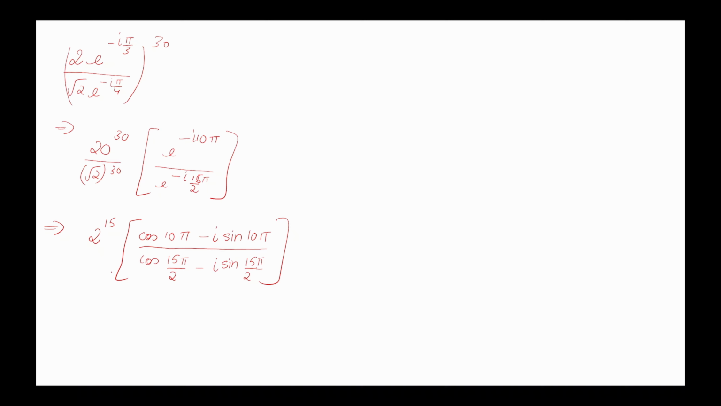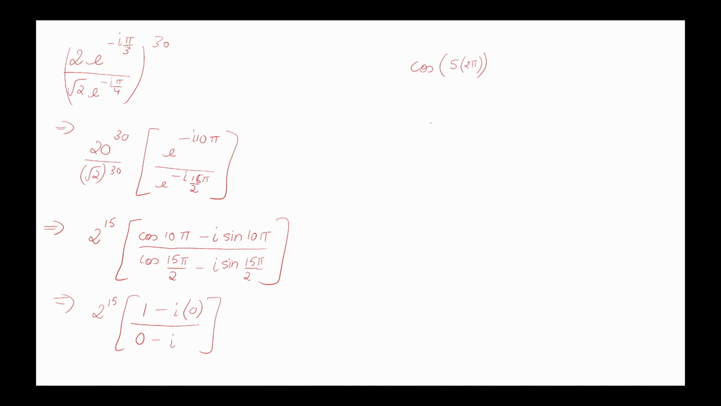So now I'll start replacing the values of cos and sine in this equation. So from here I'll get 2 to the power 15. What is my cos of 10 pi? My cos of 10 pi is going to come out to be 1, because 10 pi can be written as 5 times 2 pi, and cos of 2 pi is simply 1, right? So this would come out to be 1 minus iota into sine of 10 pi, which is 0, divided by cos of 15 pi by 2. Now this means it is going to come on the y-axis for cos. So what is the value of cos on the y-axis? It is simply 0.